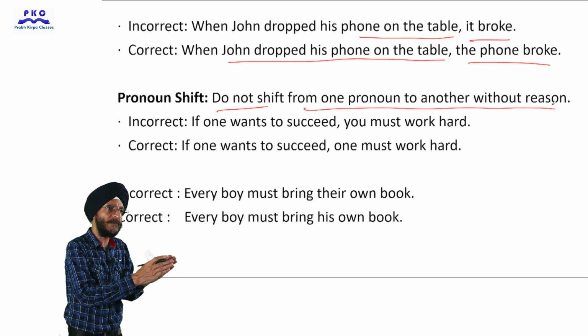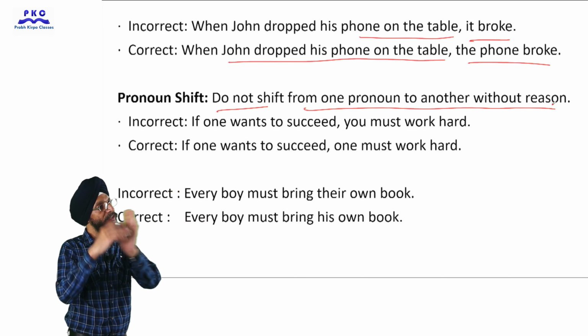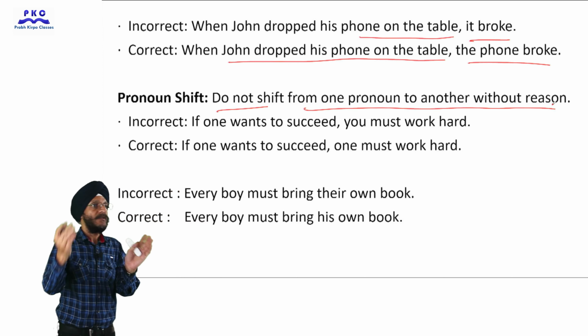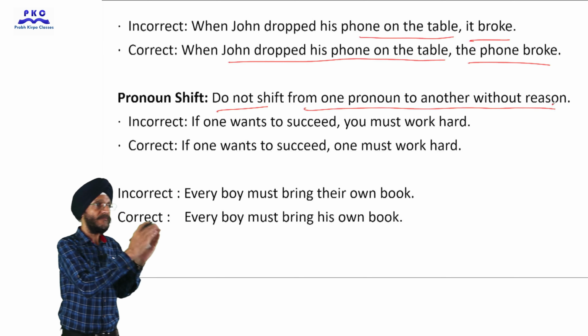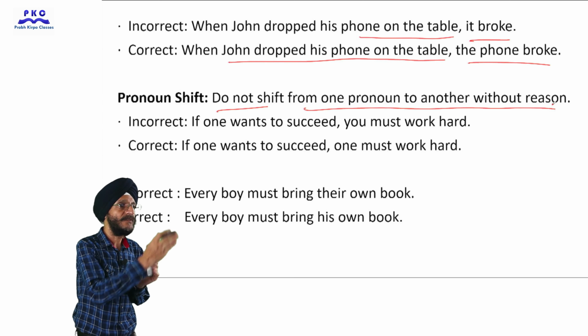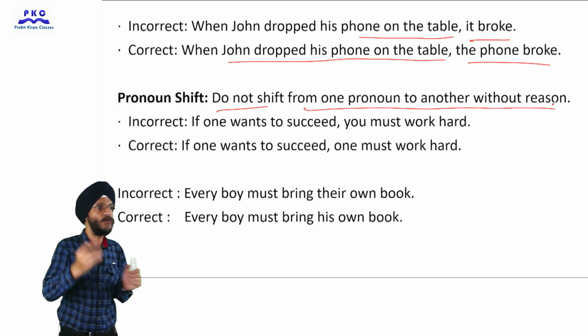If the noun is third person, that is, in place of I, then accordingly the pronoun should be third person. If we are using pronoun in second person, he, she may be used.